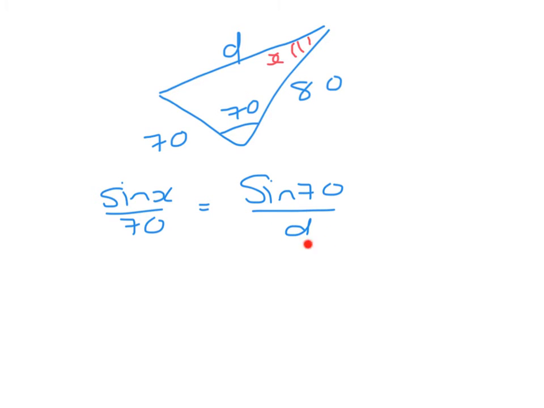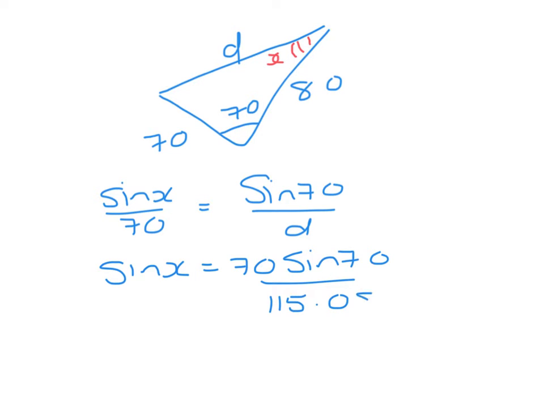You need to be careful here, you need to work to more than 3 SF. So sine x equals 70 sine 70 divided by 115.08. So x equals 36.79. If I go back up to the diagram and draw on a north, I'm actually interested in this angle.